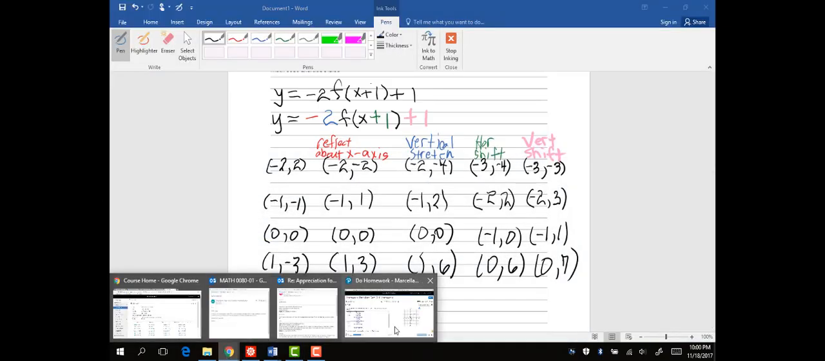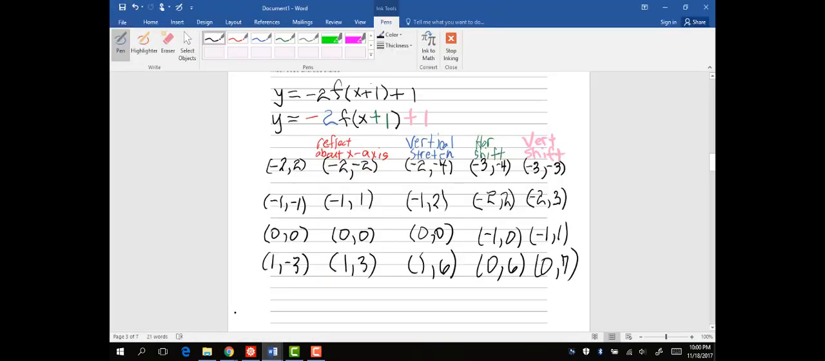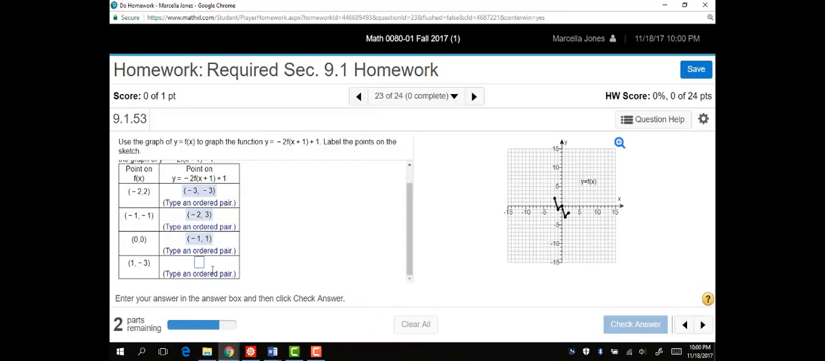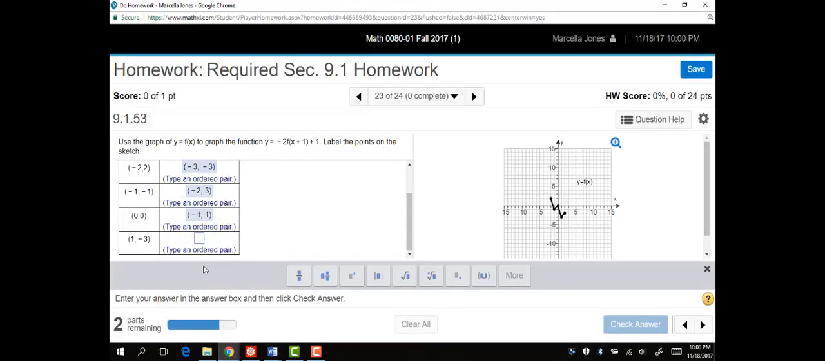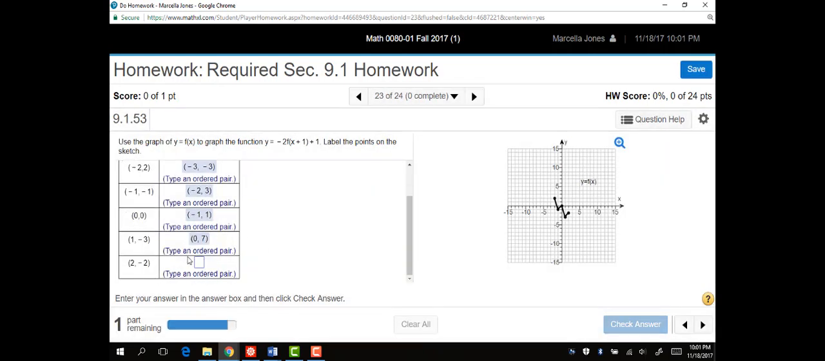Oops. All right, and just that quick, (0, 7). All right, so let's check this answer. All right, and it looks like we want to also transform the point (2, -2).